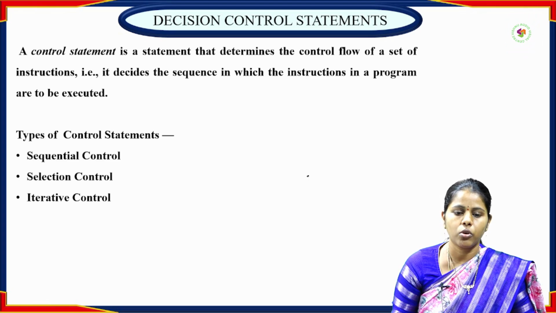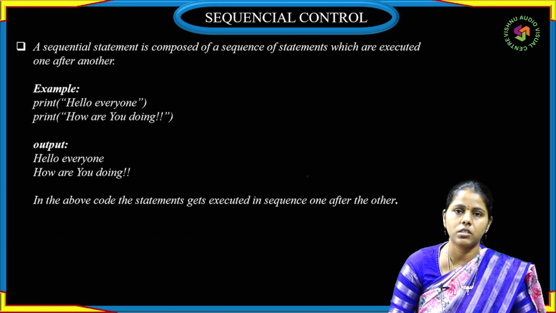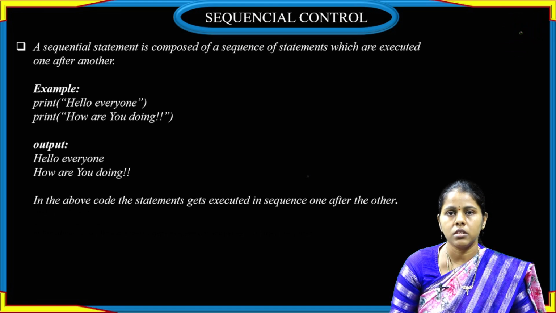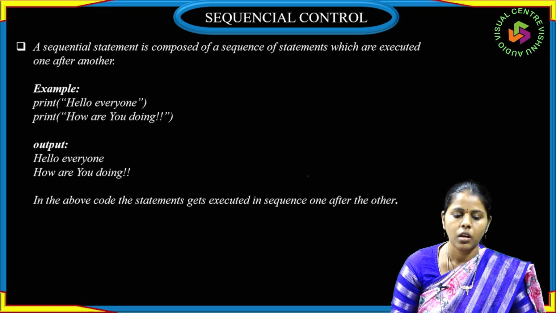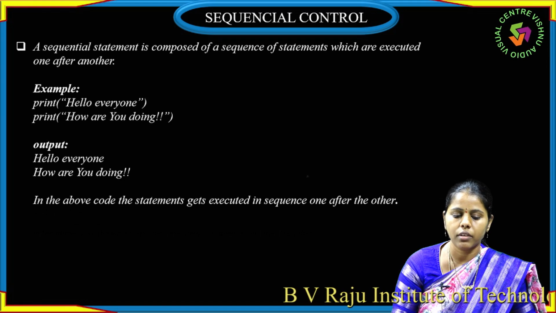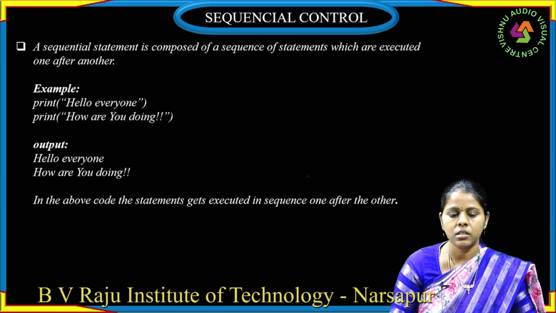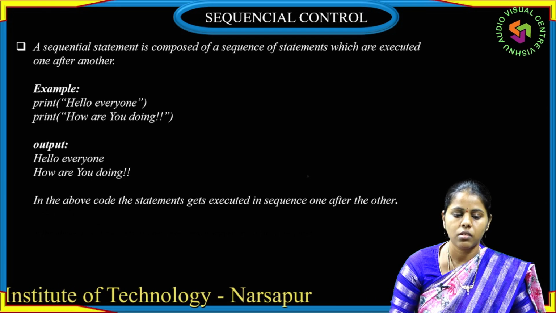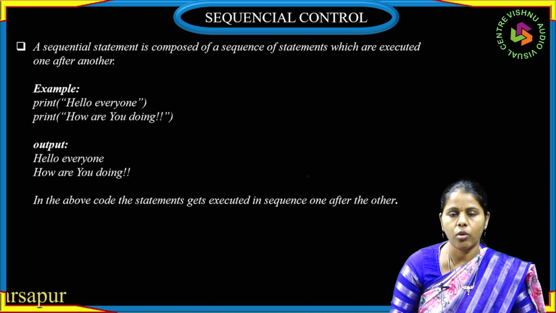So let's discuss about sequential control statements. A sequential control statement is a compound sequence of statements which are executed one after the other. So let's look at the sample program. Print hello everyone, print how are you doing. So here the output will be hello everyone, how are you doing. So here we are executing the statements one by one. First it will print hello everyone, then it will print how are you doing.